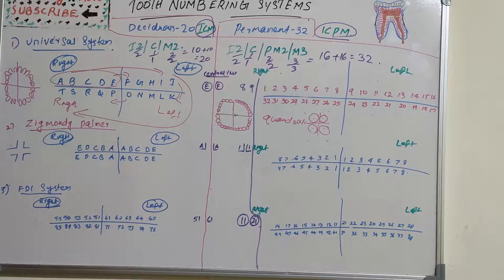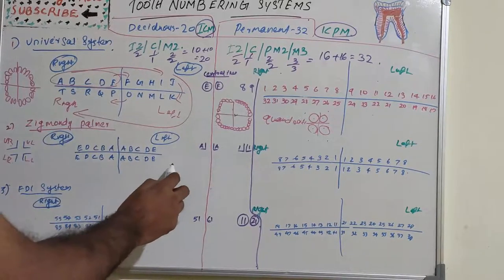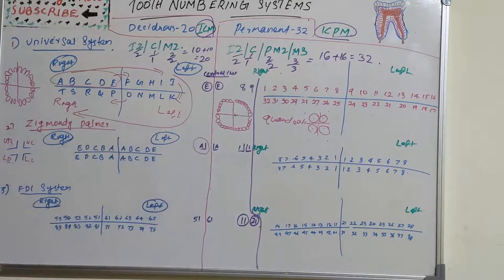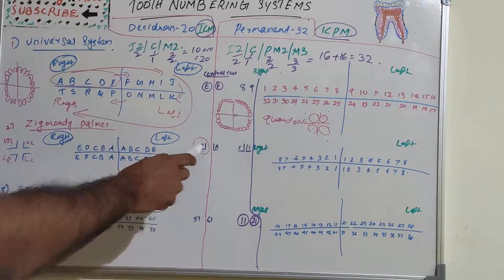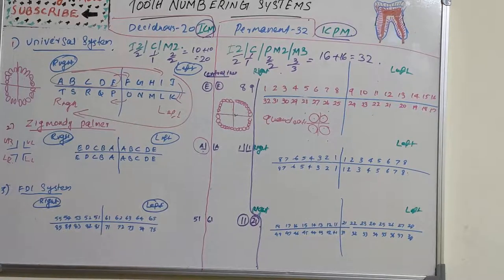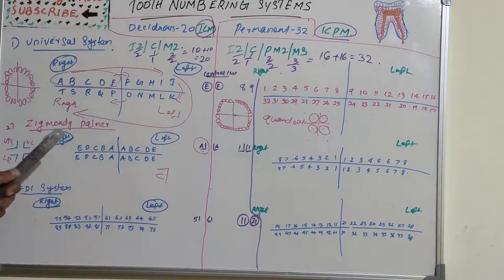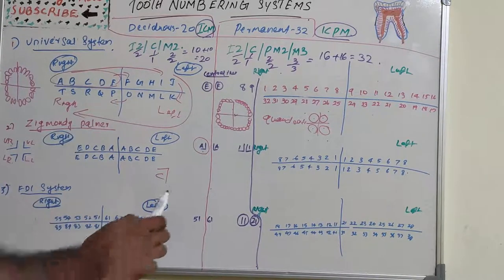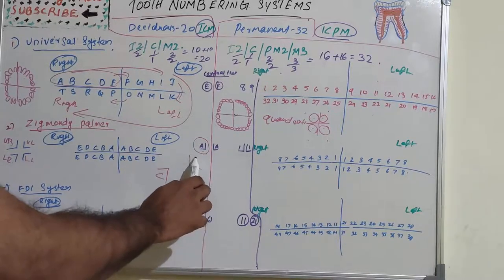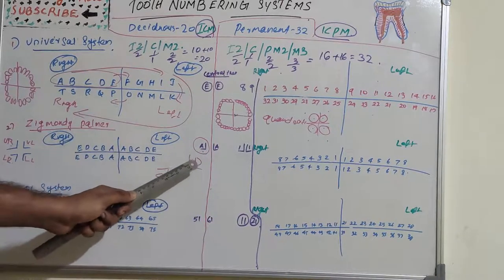We are just using the quadrant. Okay, so this is the upper right quadrant, and this is the upper left quadrant. This is the lower left quadrant. This is the lower right quadrant. Okay, so we are just using quadrant symbols. So if it is this, it is upper right central incisor. And if it is like this, this is lower right canine. Okay, if it is like this, this is upper left first molar.